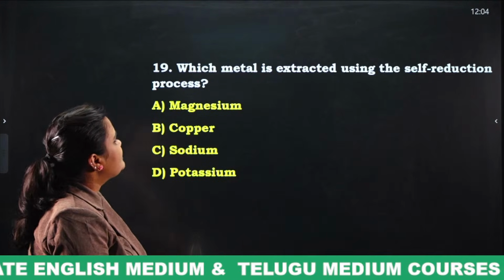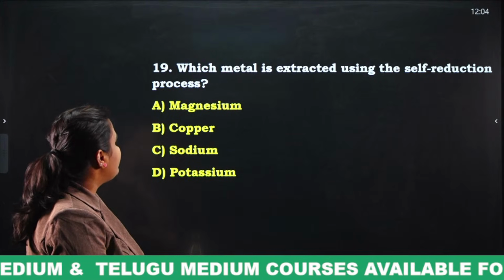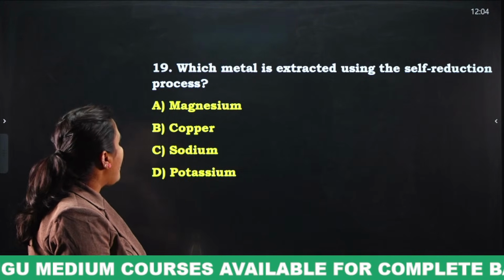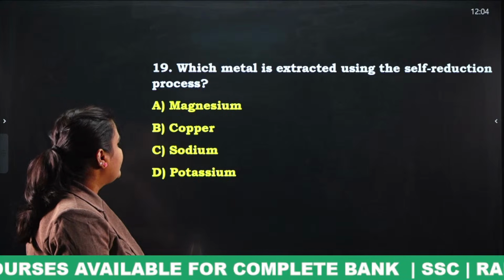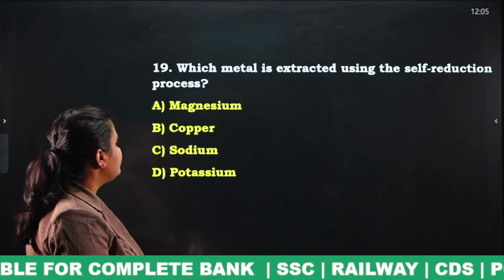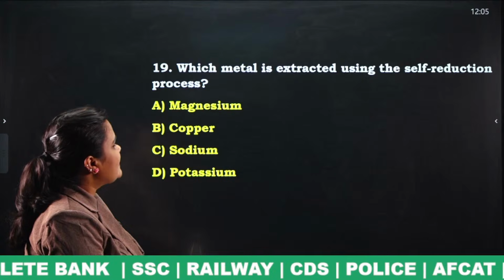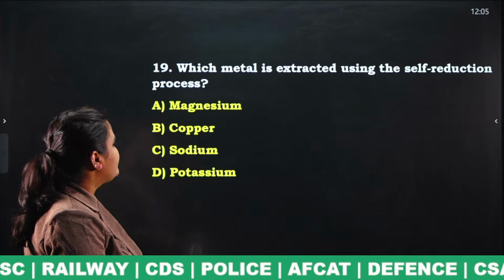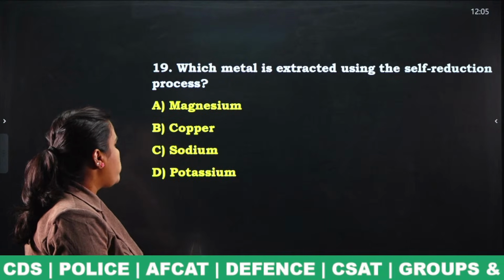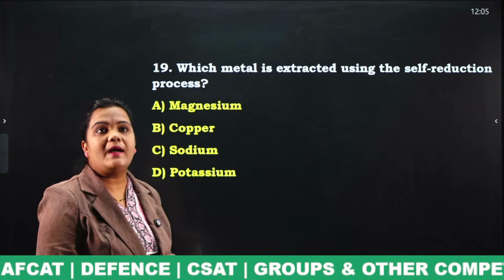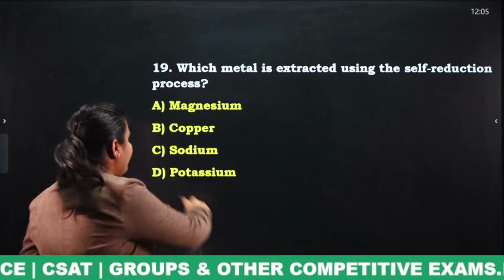Which metal is extracted using the self-reduction process? Magnesium, copper, sodium, potassium. Now tell me the answer for this question. Which metal is extracted using the self-reduction process? Answer for this question, sodium. Very good.